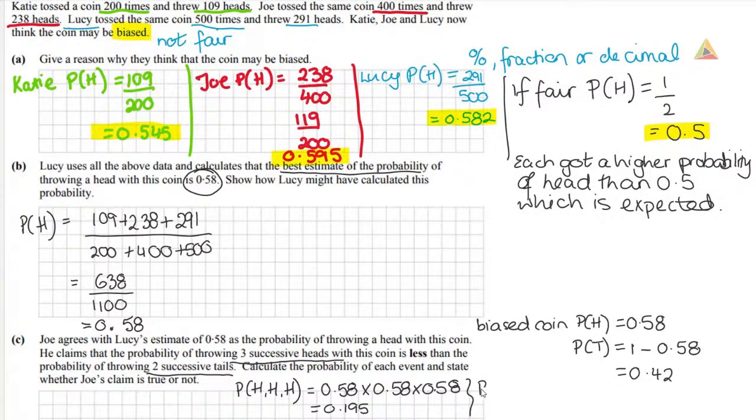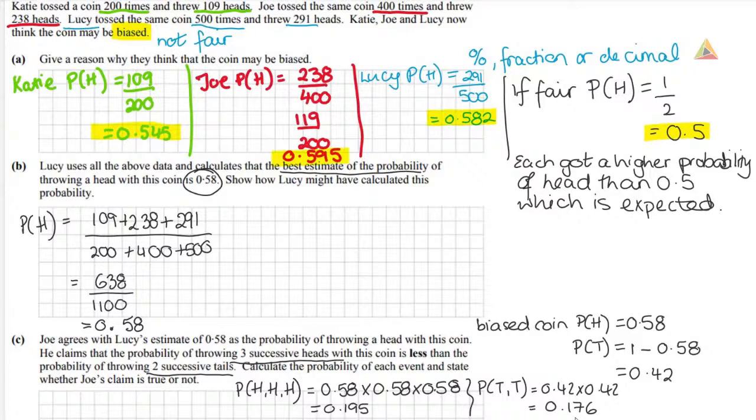And the probability of getting 2 tails, so successive means in a row, is going to be 0.42 by 0.42. And when we put that into the calculator, we're going to get 0.176 when we round it off. So I rounded off both of these answers to 3 decimal places.